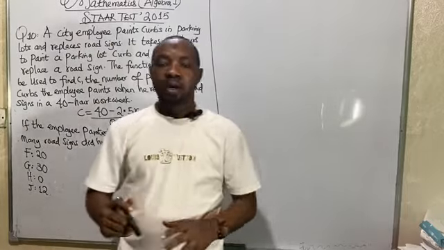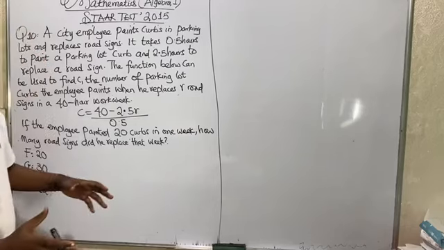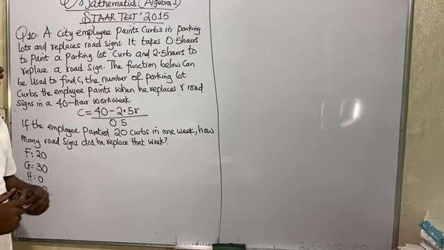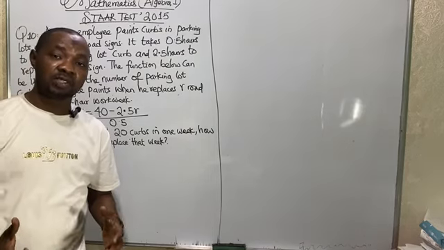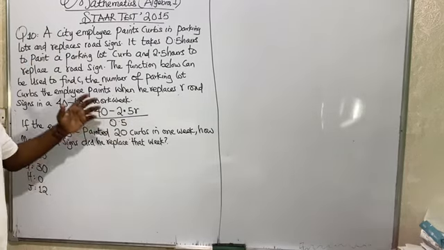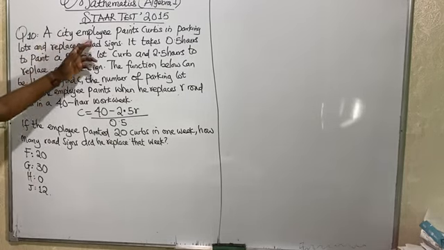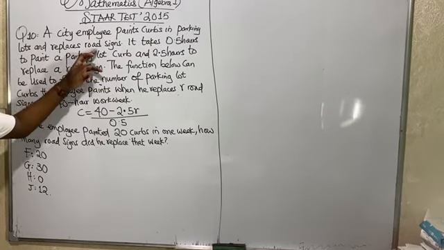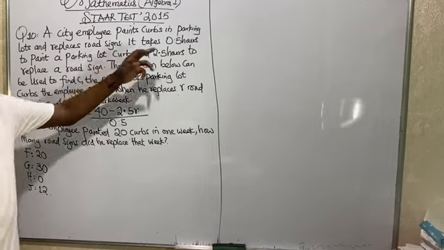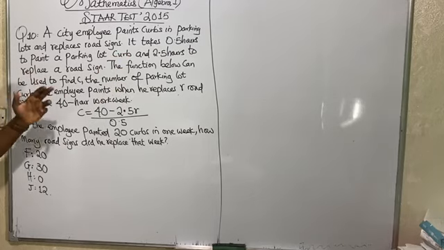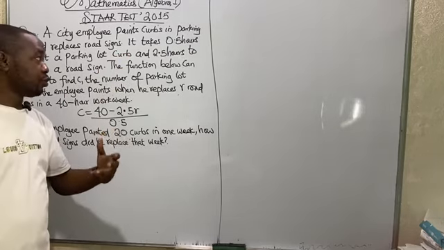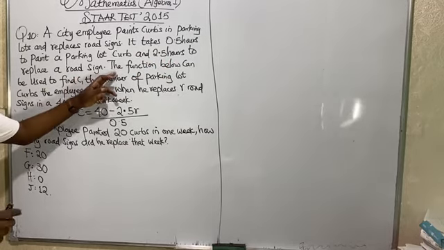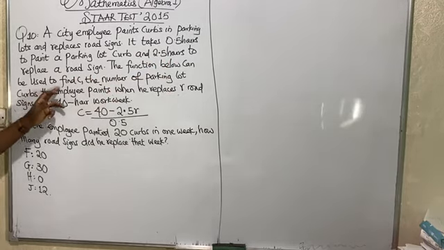Now, in this video, we're going to be learning how to solve this Algebra 1 2015 STAAR test mathematics problem. The question we have before us is: a city employee paints curbs in parking lots and replaces road signs. It takes 0.5 hours to paint a parking lot curb and 2.5 hours to replace a road sign. The function below can be used to find C.